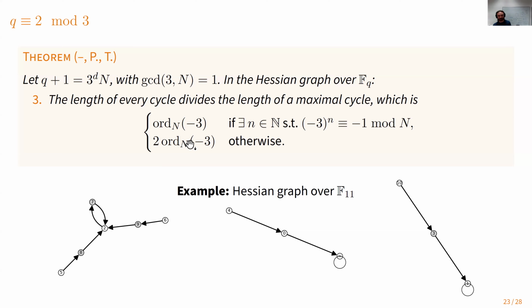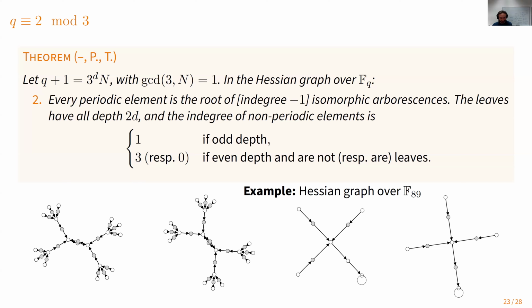And so you have to multiply the order of -3 mod 4, which is 1, by 2, and you get 2, which is the length of the maximal loop of the maximal cycle. And if you want an example of the first case, you just need to look at the previous example. So it's -3 mod 10, I think, which has indeed order 4. So 4 is indeed the length of the maximal loop.